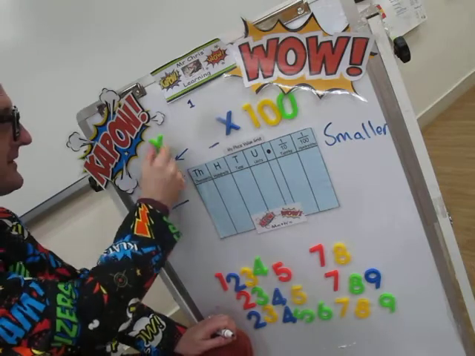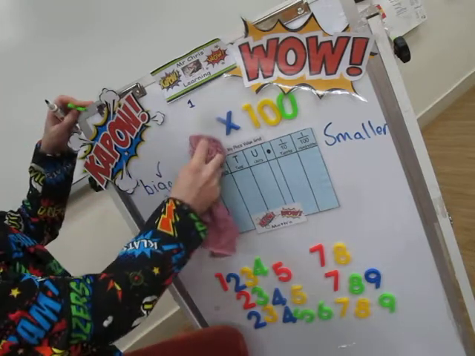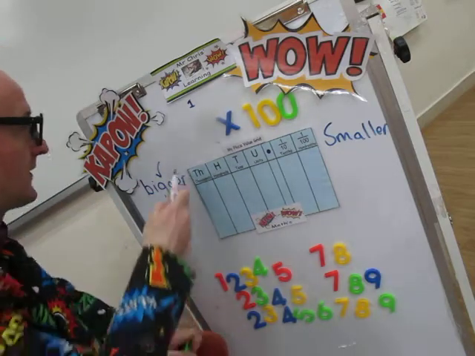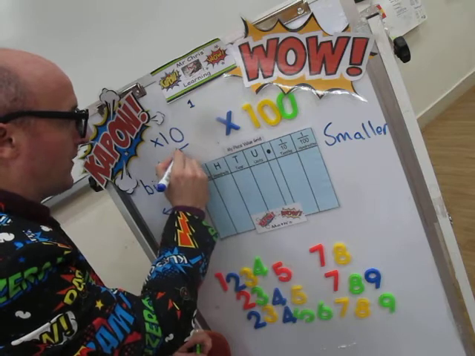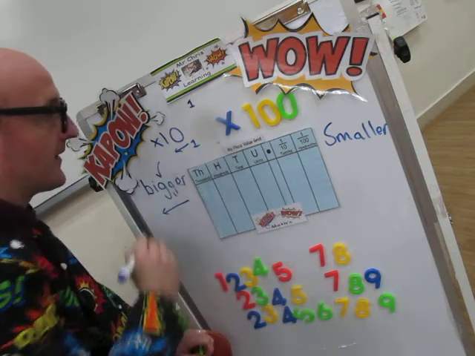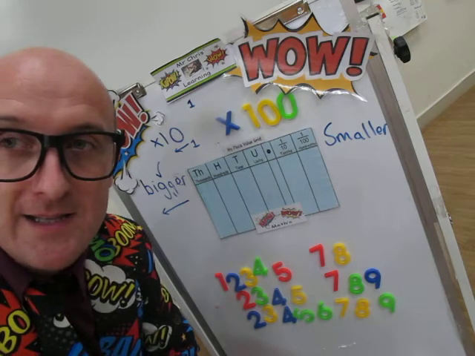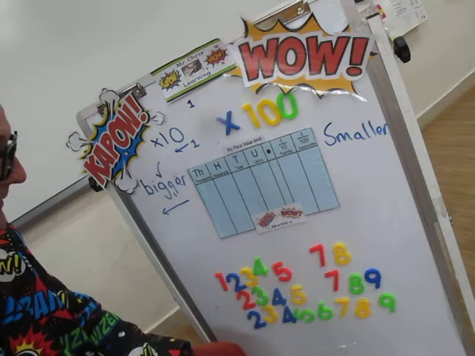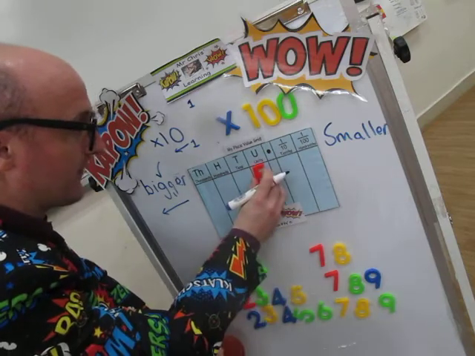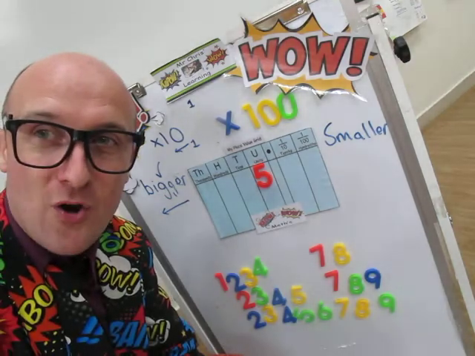Now if we times by 10, let's write this up. How many places do we move it to the left? Okay, so we times by 10, it's one place, and let's put a 1 there. So we move it one place to the left when we increase it by 10. But now we're multiplying by 100. So if I've got 5 multiplied by 100, what will that be? Go for it.